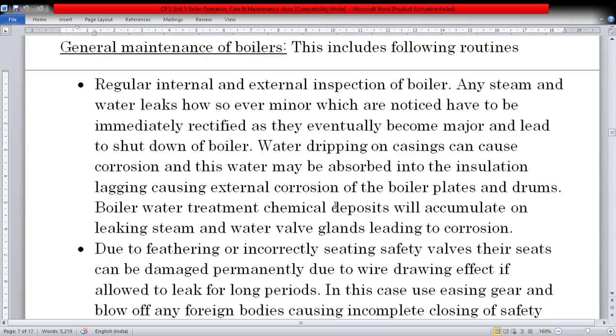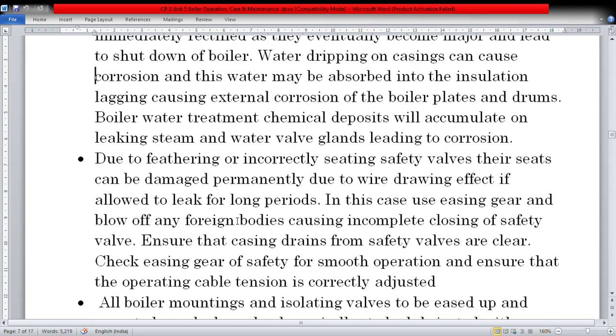Water dripping on casings can cause corrosion, and this water may be absorbed into the insulation lagging, causing external corrosion of the boiler plates and drums. Boiler water treatment chemical deposits will accumulate on leaking steam and water valve glands, leading to corrosion. Due to feathering or incorrectly seating safety valves, their seats can be damaged permanently by the wire drawing effect if allowed to leak for a long period. This wire drawing effect, over a period of time, is very bad for the health of the equipment.